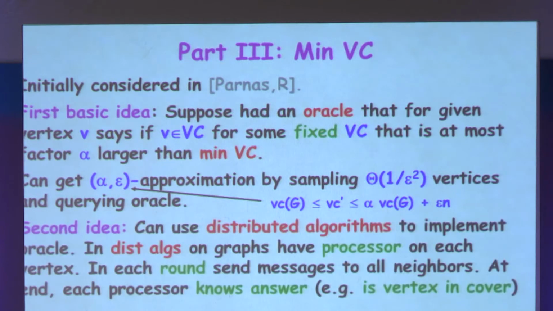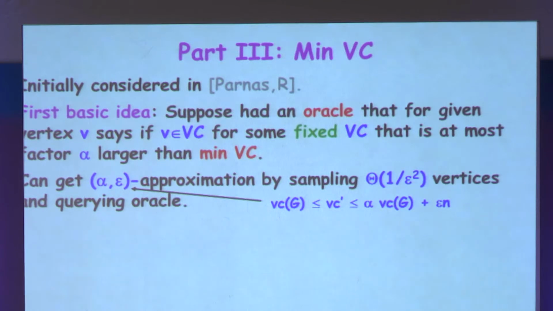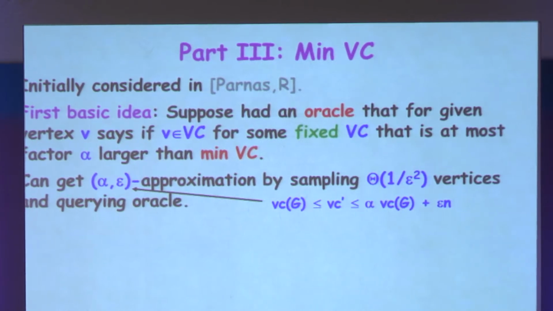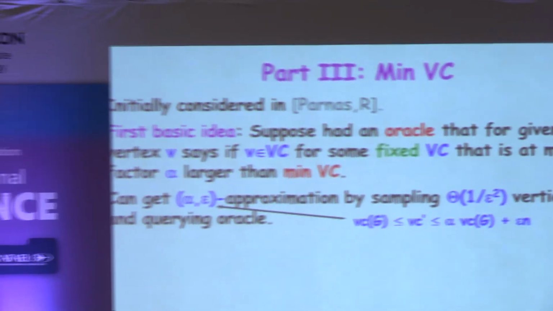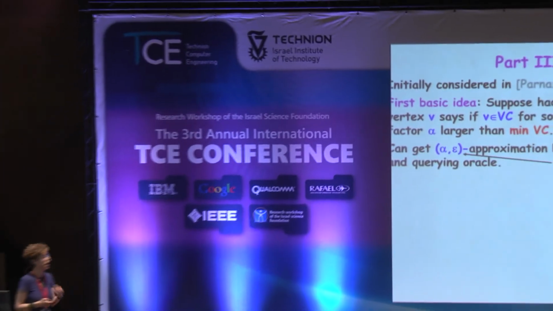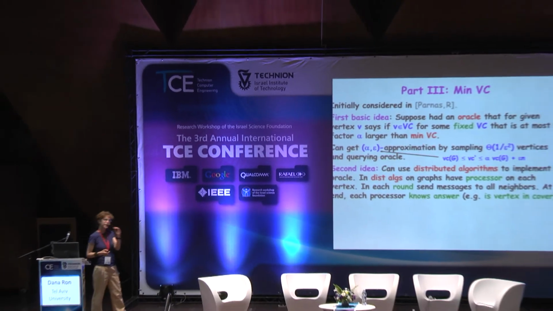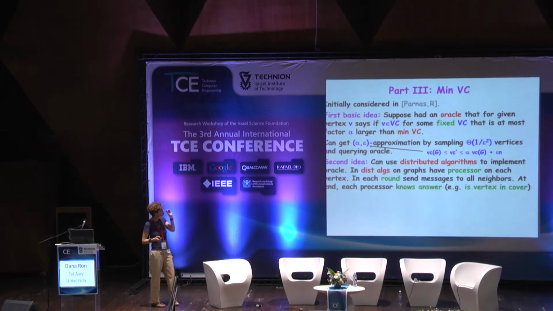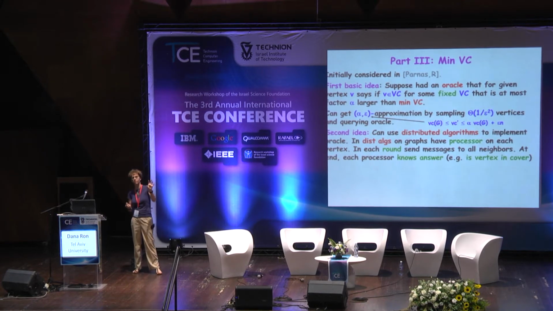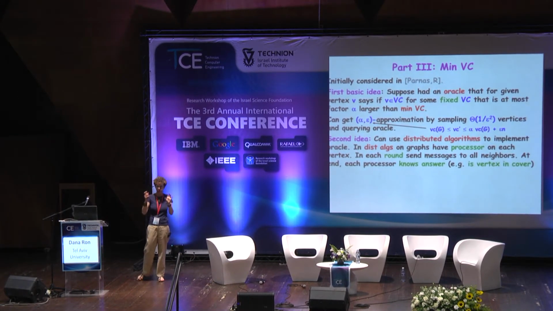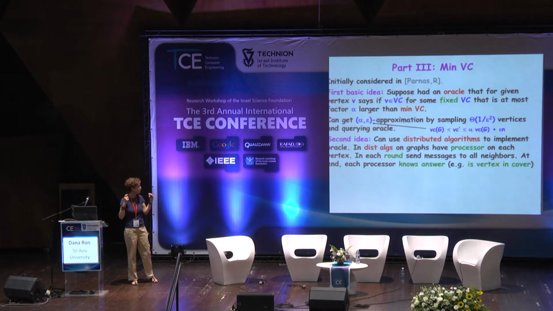Okay, so now before I stop here and ask you, this was all "suppose." We said, suppose somebody could give us something, but how are we going to do it? So here comes the second idea: to use distributed algorithms to implement the oracle. So what do I mean, in one sentence, by a distributed algorithm? There are various models. Here I think of the message passing model.